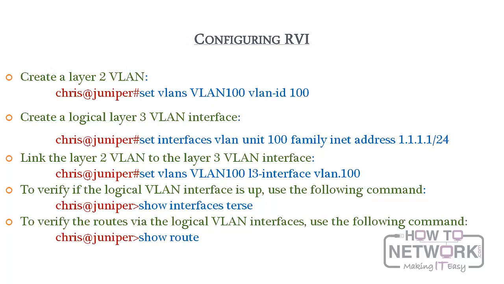Next, we create a logical Layer 3 VLAN interface. Then, we link the Layer 2 VLAN to the Layer 3 VLAN interface. Then, we verify the logical VLAN interface is up using the following command. At least one port, access or trunk, with the VLAN assigned to it must be up for the Layer 3 VLAN interface to be up. To verify the routes via the logical VLAN interface, use this command.